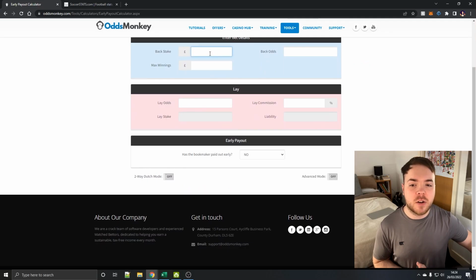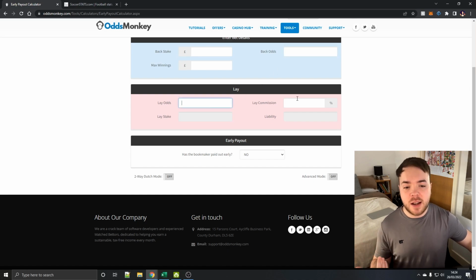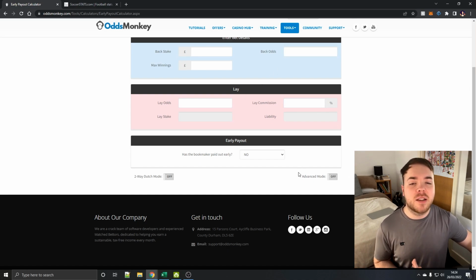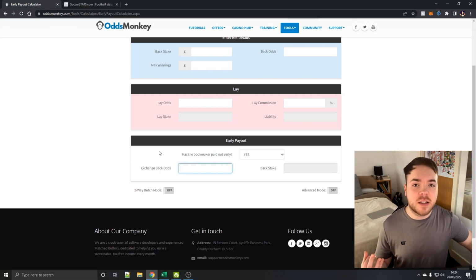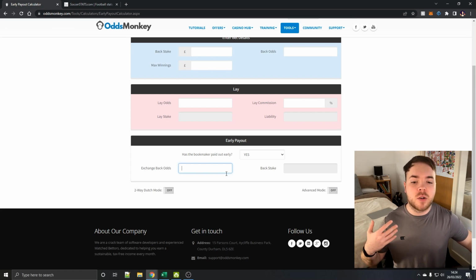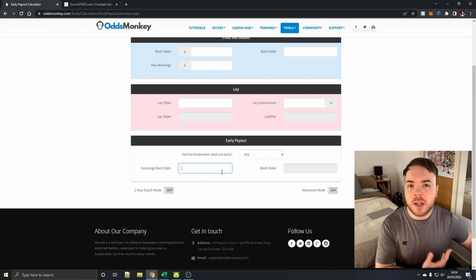You're just going to come over to this early payout calculator, put in your stake, your back odds, your lay odds and your commission. Then when the team goes 2-0 up, you can change this to yes, and then you can put in the exchange back odds for that team and see how much you could get if you cashed out. You can also leave it until maybe the other team gets back into it or the odds drift a little bit, put the new odds in and you'll see how much you can cash out for.